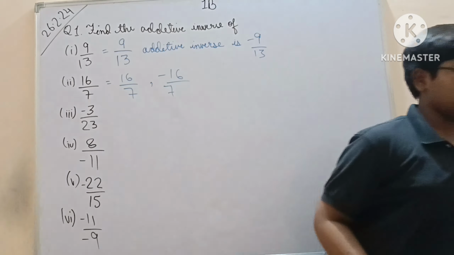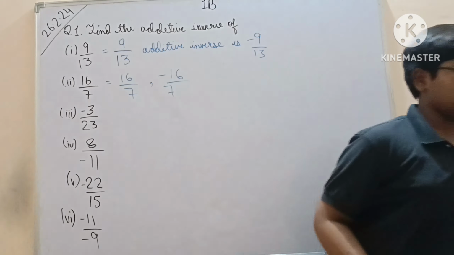Now this third number, which is minus 3 divided by 23, the additive inverse of minus 3 divided by 23 will be 3 divided by 23, because if we add 3 divided by 23 with minus 3 divided by 23, we will get the answer 0. So this is the additive inverse of this number. So we have found the additive inverse. Now we are moving to the fourth.